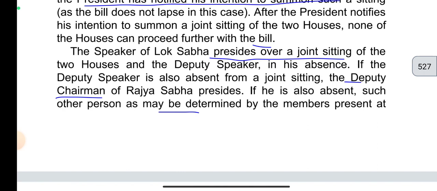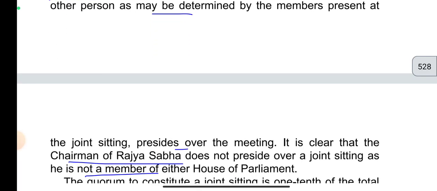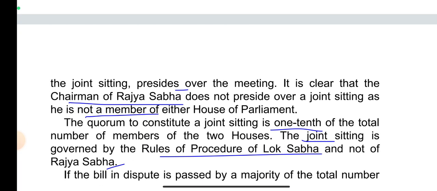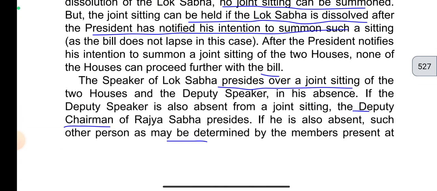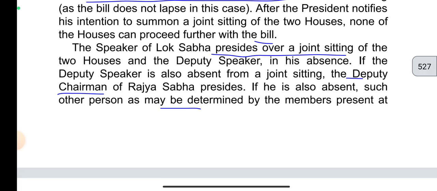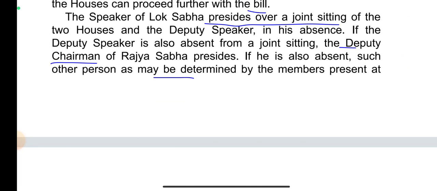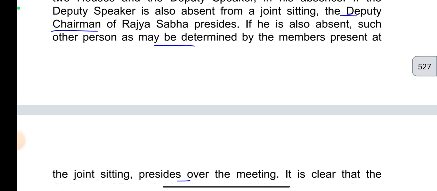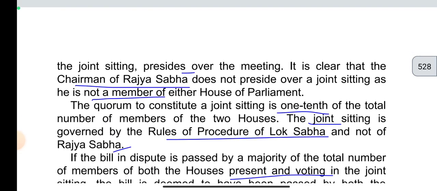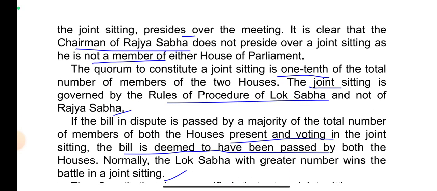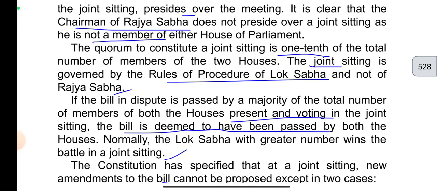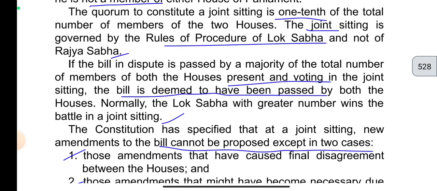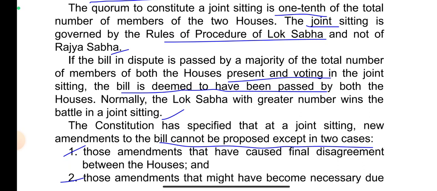तो ये इम्पोर्टेंट बात है कि जो चेयरमैन ऑफ राज्यसभा है वो डज नॉट प्रिसाइड ओवर ए जॉइंट सिटिंग, एज ही इज नॉट ए मेंबर ऑफ आइदर हाउस ऑफ पार्लियामेंट, बट द स्पीकर, डेप्यूटी स्पीकर, देन डेप्यूटी स्पीकर अगर नहीं रहा तो डेप्यूटी चेयरमैन ऑफ राज्यसभा कैन प्रिसाइड, बट चेयरमैन ऑफ राज्यसभा कैन नॉट प्रिसाइड. ओके. द कोरम टू कॉन्स्टिट्यूट ए जॉइंट सिटिंग इज 1/10 ऑफ द टोटल नंबर ऑफ मेंबर्स ऑफ द टू हाउसेज. द जॉइंट सिटिंग इज गवर्न बाय द रूल्स ऑफ प्रोसीड्यूर ऑफ लोकसभा एंड नॉट ऑफ राज्यसभा.